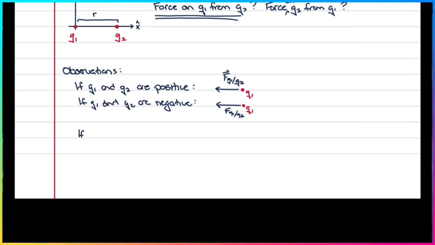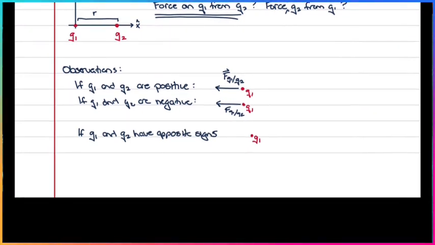And what's left is if Q1 and Q2 have opposite signs. One's positive, one's negative. I don't necessarily have to say which is which. I just need one of them to be positive, one of them to be negative. Then I know it's going to be attractive, and the force vector is going to point in the opposite direction.